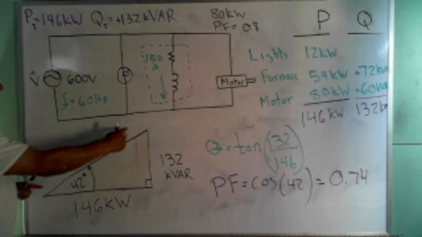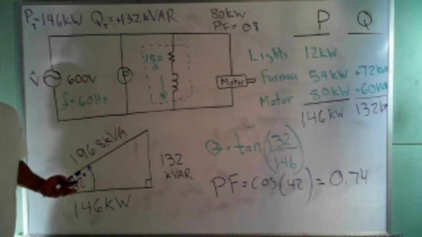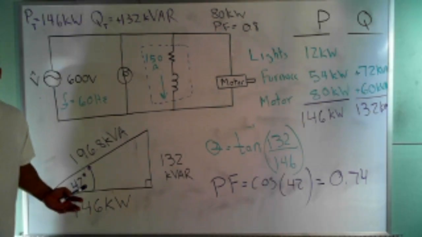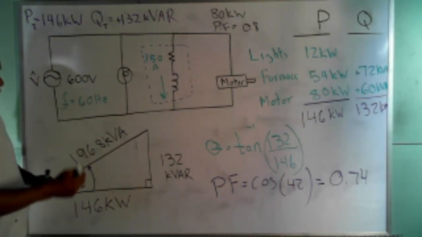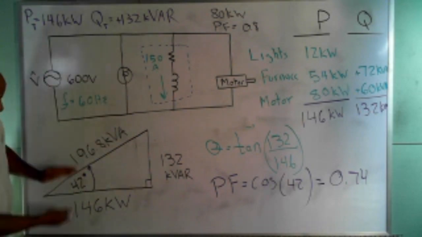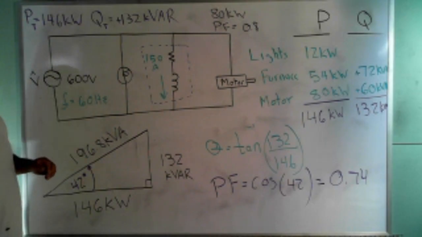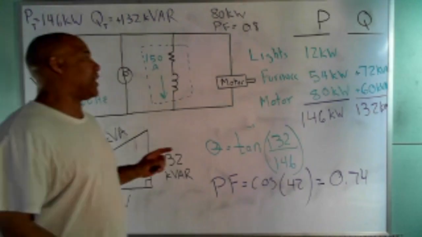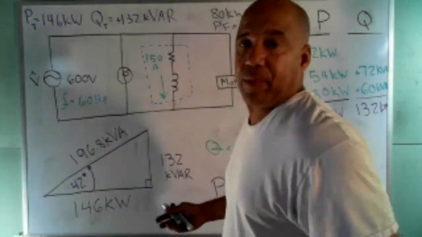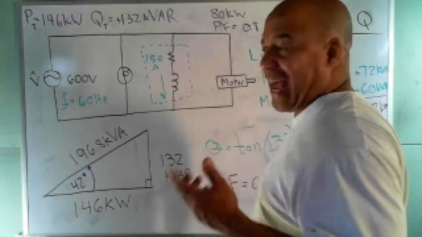If this angle was 0, then the hypotenuse will be right on top of the 146, which means the circuit is all resistive. So I want to bring this side down that way to reduce that angle to increase the power factor. Now make sure you understand what I just said. So the question is, how do I do that? Well, we got to add a capacitor.